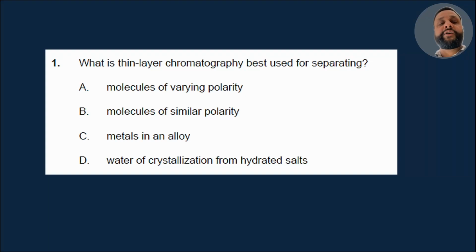What is thin layer chromatography best used for separating? So chromatography is a separation technique, and in TLC we have mobile phase and stationary phase, and the molecules have a different affinity or different attraction towards mobile phase and stationary phase. The basic principle behind this technique is molecules that have a different polarity, hence they will have a different attraction towards mobile phase and stationary phase. Hence the correct answer should be A. A simple recall question, no difficulty in this question.